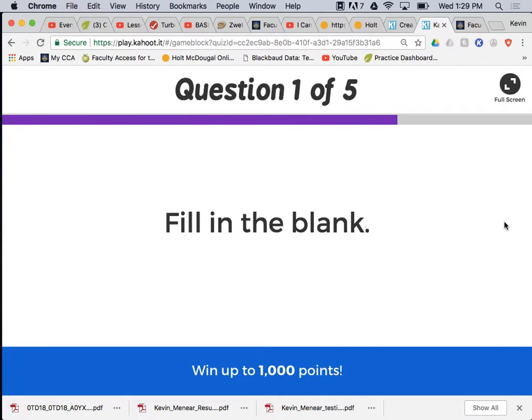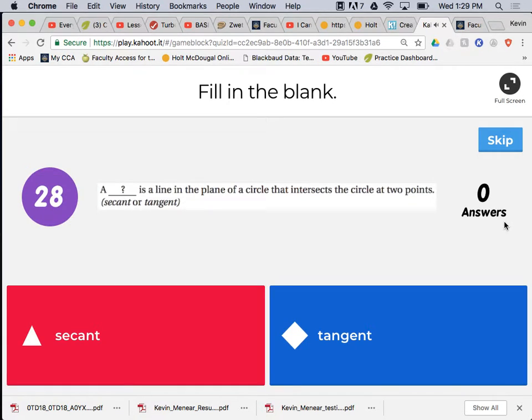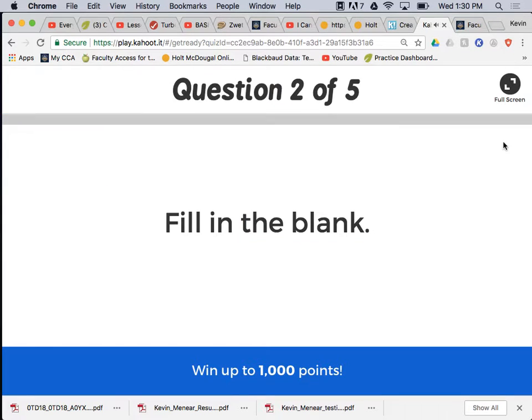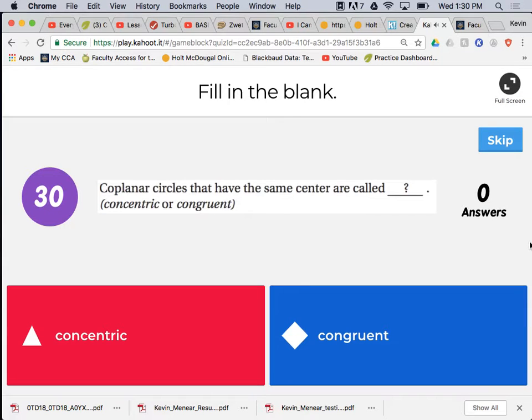Fill in the blank. A blank is a line in the plane of a circle that intersects the circle at 2 points. Secant or tangent? You should know this. Secant or tangent intersects the circle at 2 points. No, it's tangent. Secant. Sorry, I lied. Alright, fill in the blank.